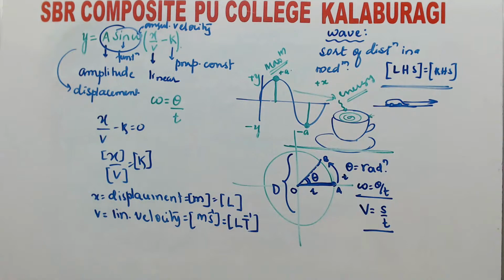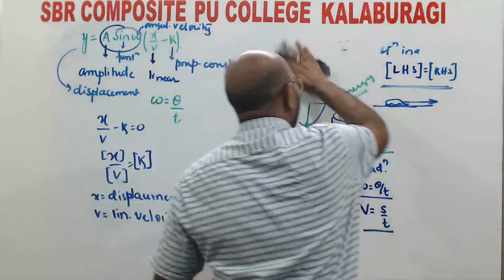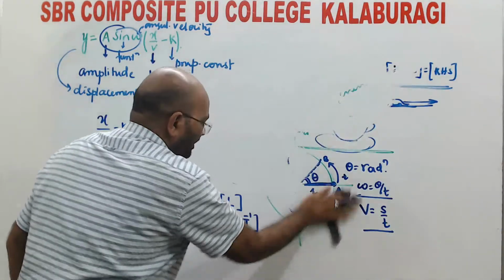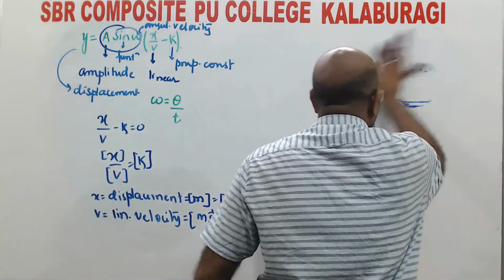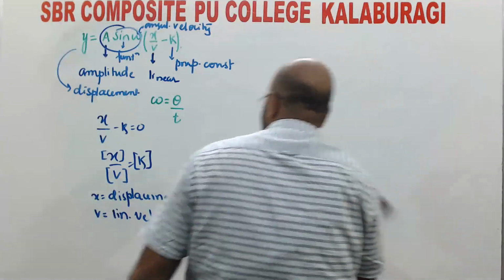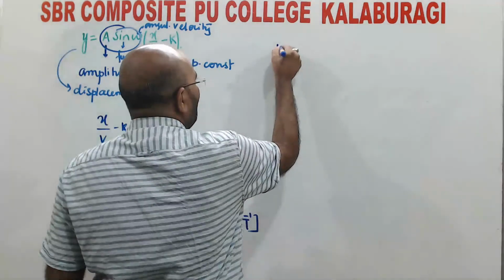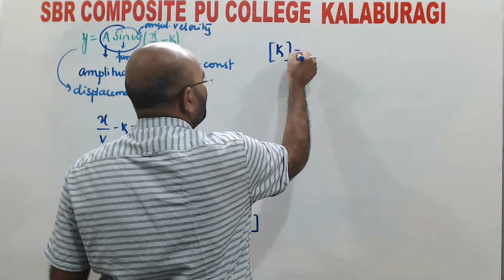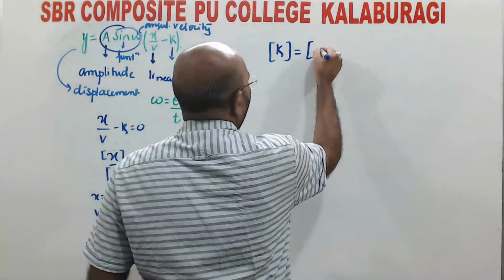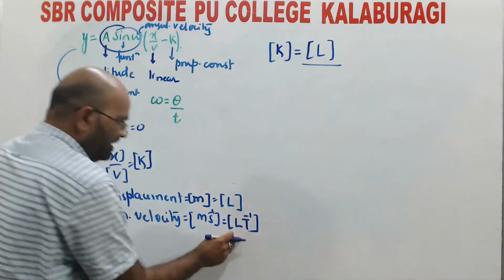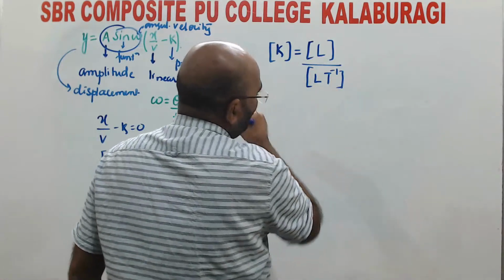Once we got these 2 fundamental values, we convert the derived quantity into fundamental. This we call the conversion. Once the conversion is over, you can substitute the corresponding values in the given physical equation. If I substitute, what do I get? The constant value k, called the propagation constant. k is equal to, what is the x value we got? Length is L, divided by L t power minus 1.